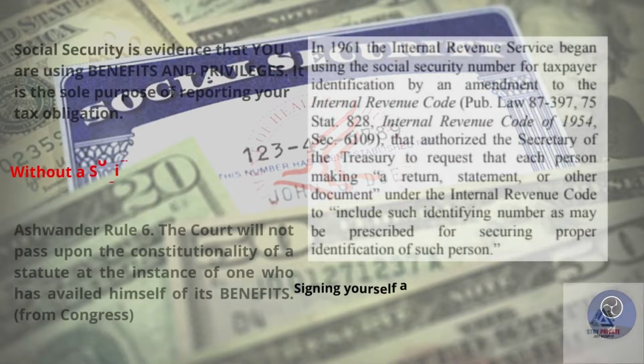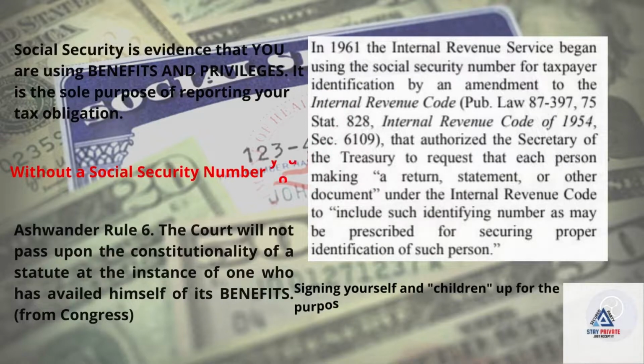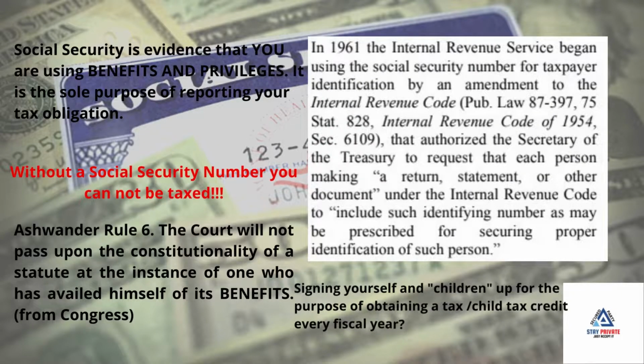In 1961, the Internal Revenue Service began using the Social Security number for taxpayer identification by an amendment to the Internal Revenue Code that authorized the Secretary of the Treasury to request that each person making a return, statement, or other document under the Internal Revenue Code include such identifying number as may be prescribed for securing proper identification of such person.